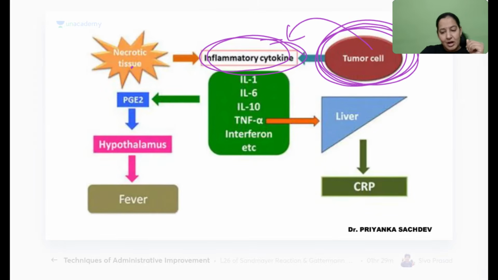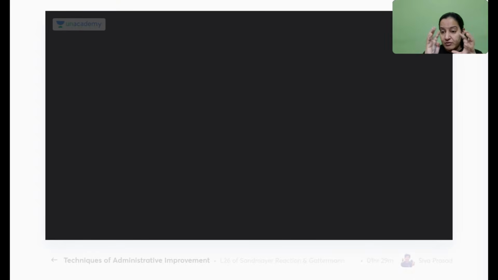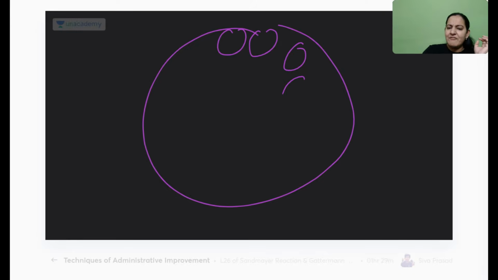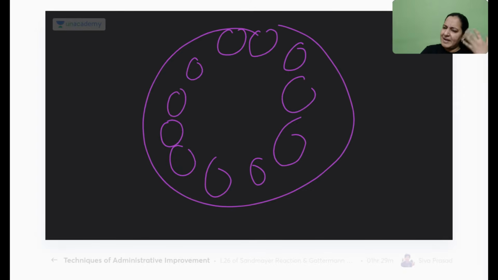What is necrosis? Necrosis is a type of cell death. Two types of cell death are there, apoptosis and necrosis. In tumor, necrosis takes place. Why does necrosis take place in tumor? Because the central portion of the tumor undergoes necrosis. So this is a tumor. These are the tumor cells. It is a very fast growing tumor like Burkitt lymphoma. Some of the tumors are rapidly growing.